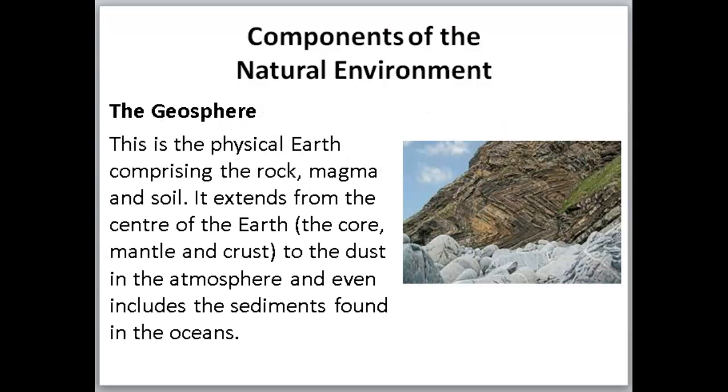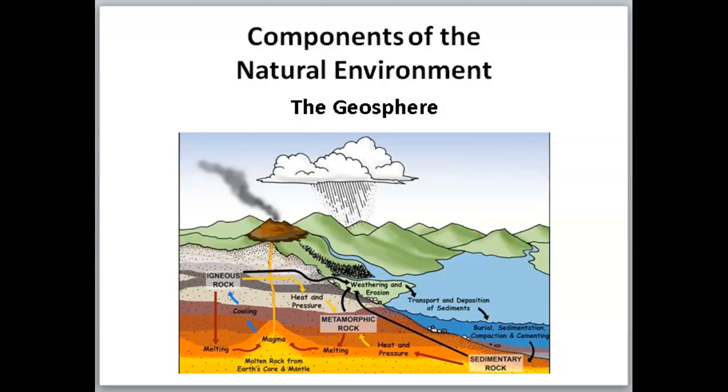Let's look at the geosphere. Now, the geosphere is the physical Earth, which comprises rock, magma, and soil. The geosphere extends from the center of the Earth, otherwise known as the core, to the mantle and to the crust, as far as the dust in the atmosphere, and even includes the sediments found in the oceans. As the diagram shows, there are a number of activities happening in the geosphere.